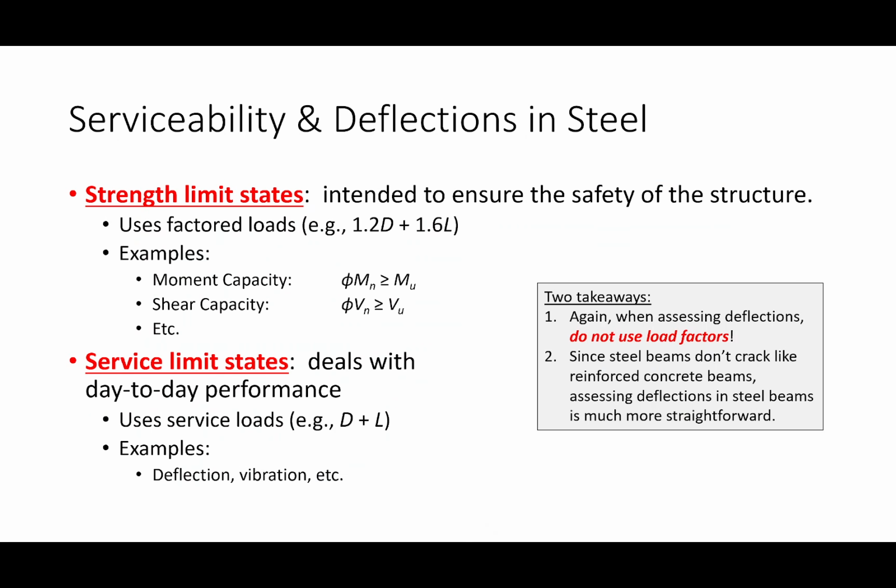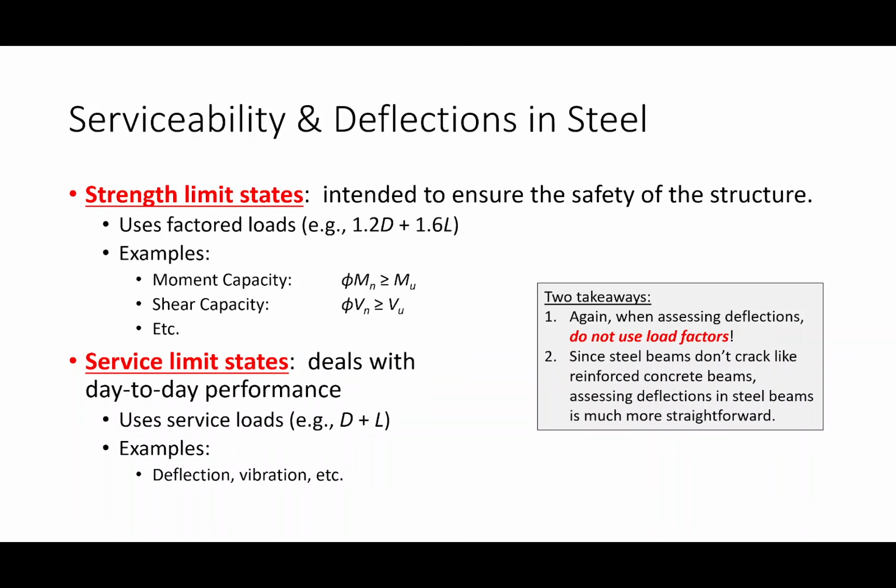As for the capacity, though, for a continuously braced beam, we're just going to take phi Mn as phi Fy ZX. Okay. Now, a couple clarifying points when we're doing assessment of beams. When we look at moment capacity and shear capacity, those are strength limit states. And what I mean by that is strength limit states, we use factored loads. We use 1.2 dead plus 1.6 live.